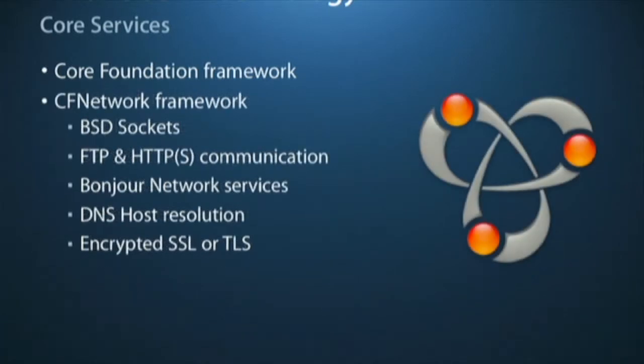In addition to Core Foundation, there's the CFNetwork framework. The CFNetwork framework is a high-performance, C-based framework that provides a set of object-oriented abstractions for working with network protocols. These abstractions give you detailed control over the protocol stack and make it easy to use lower-level constructs such as BSD sockets. You can use this framework to simplify tasks such as BSD socket programming, communicating with FTP and HTTP servers, Bonjour networking, resolving DNS hosts, or setting up encrypted communication channels, among other things.